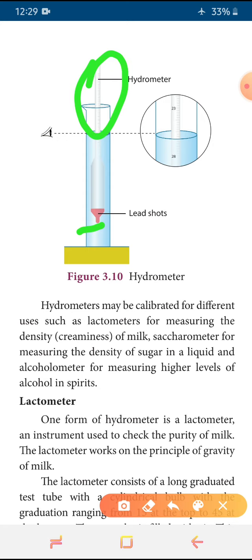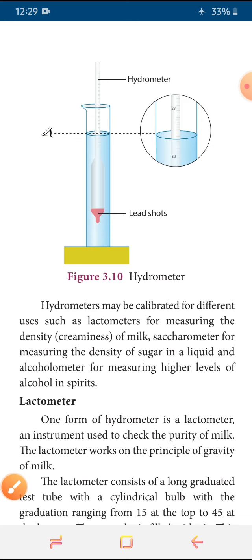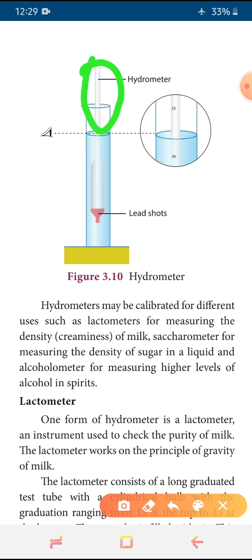like that, and these lead shards or mercury are there to make this stem stay perpendicular in liquid. And in this stem we have the values, the scale is attached. So for whichever liquid's relative density has to be found, we have to immerse this arrangement into the liquid.